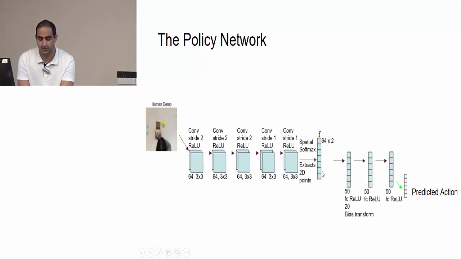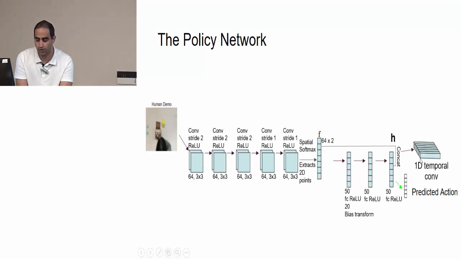And then we send this feature vector through some fully connected layers with ReLU activation. In this architecture, we concatenate the last hidden layer with f, and this is a two-head architecture. So the human demonstration starts from here and goes all the way through this head, and it never goes through the other head. So it's a two-head architecture.